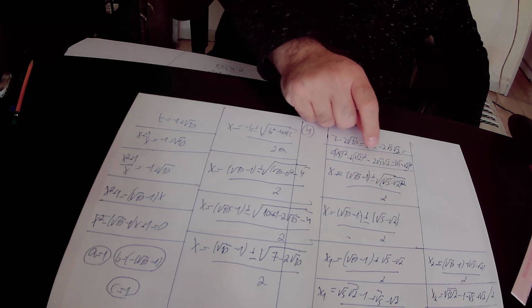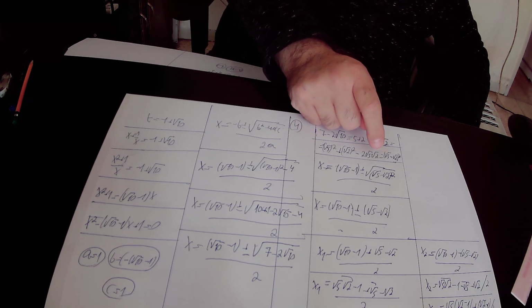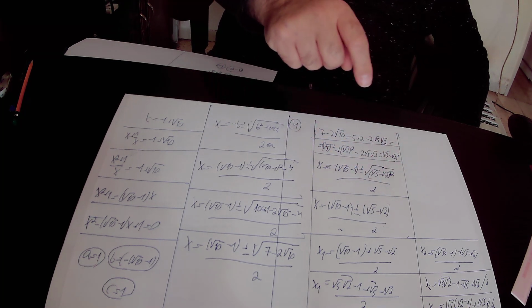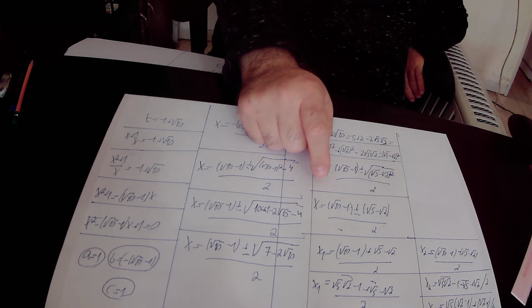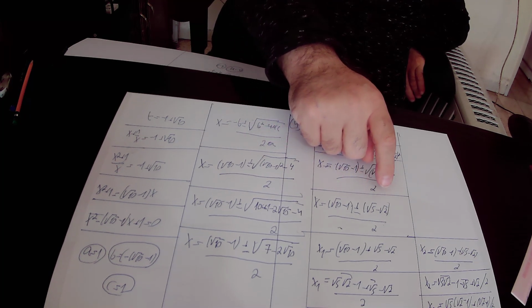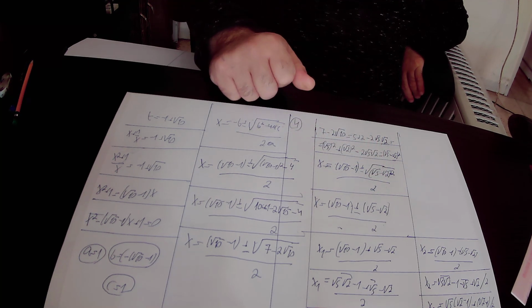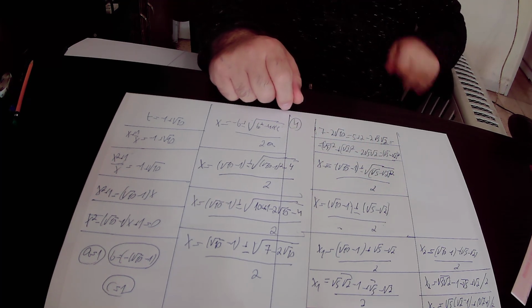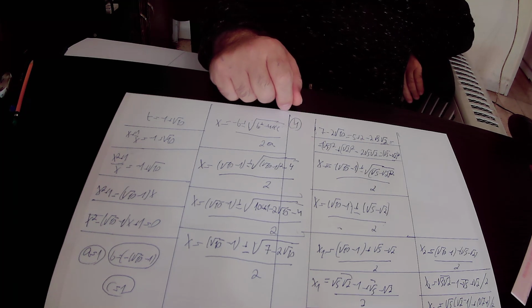Here the square cancels the root, and we are left only with square root of 5 minus square root of 2. So in conclusion, we got that x equals square root of 10 minus 1 plus minus square root of 5 minus square root of 2, over 2. And we have here two solutions that are possible for x.